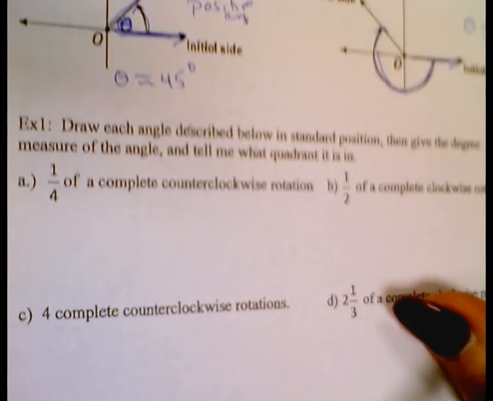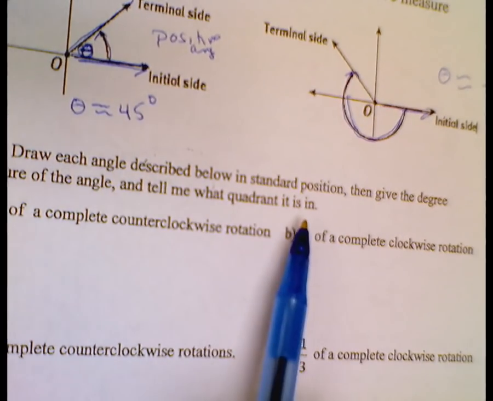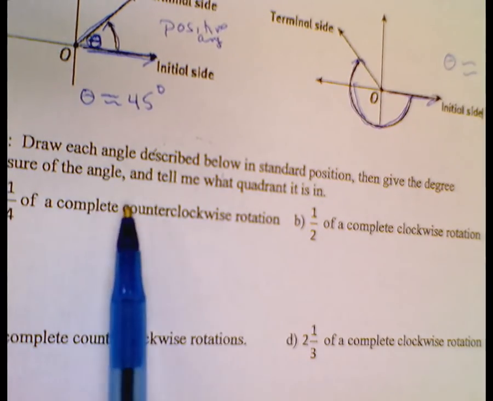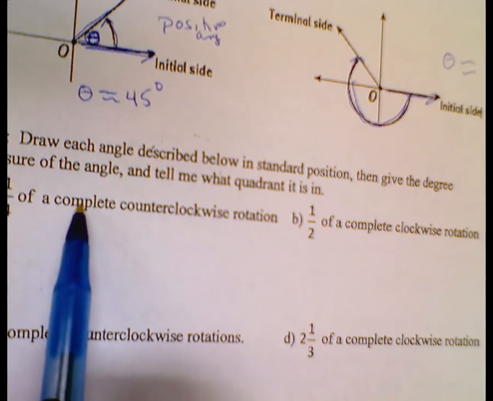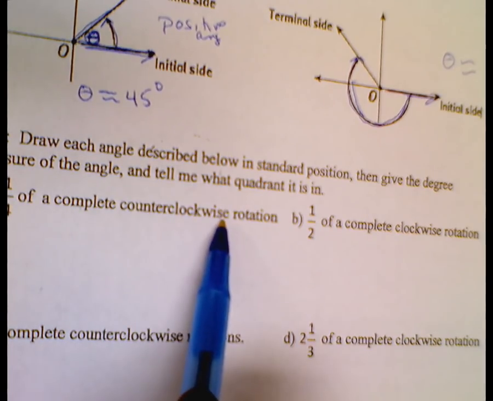So what we're going to do is draw each angle described below in standard position, and then give the degree measure of the angle and tell what quadrant it is in. Okay? So it says 1/4 of a complete counterclockwise rotation.